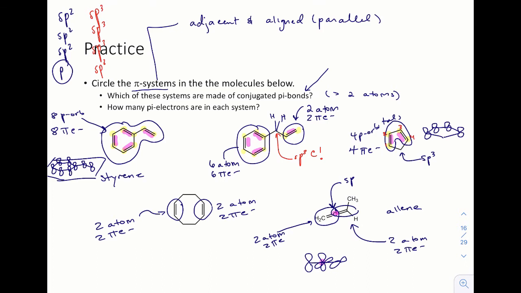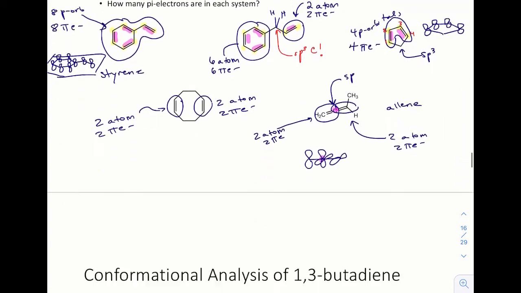Okay, this represents one of our learning goals today, so please be sure that you can identify conjugated pi systems, count the number of atoms, and the number of pi electrons that make up each system. Once you can do that, you are ready to move on.